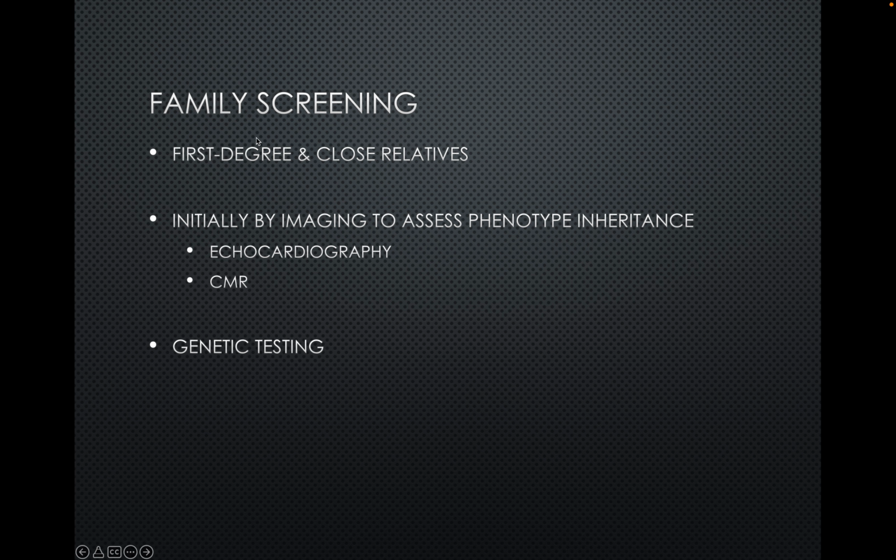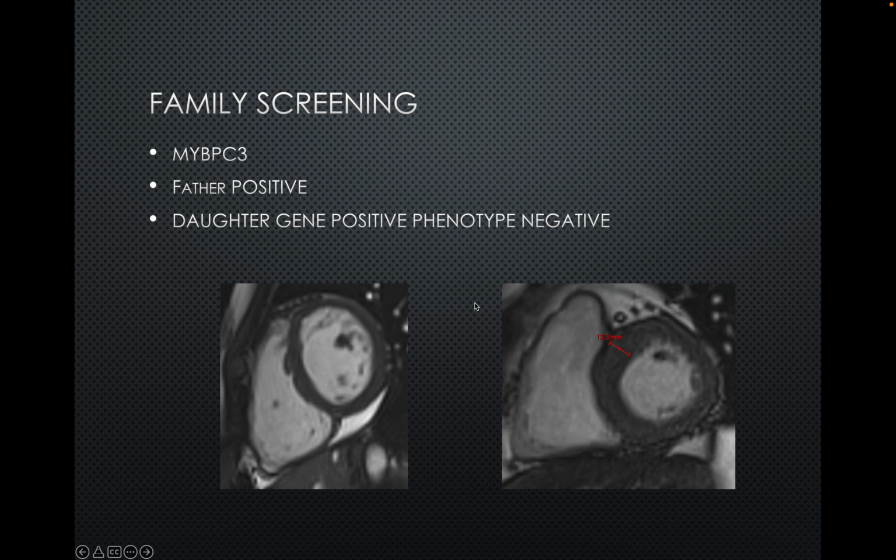Screening: there are different types of screening, one of which is family screening. It's important to detect the subclinical cases by screening family members of patients who have been diagnosed as positive HCM. Family screening could be through MRI or echocardiography, and later on gene testing, because sometimes, for example in this case, the father was positive HCM, but the daughter had a negative phenotype but was positive on the genotype.